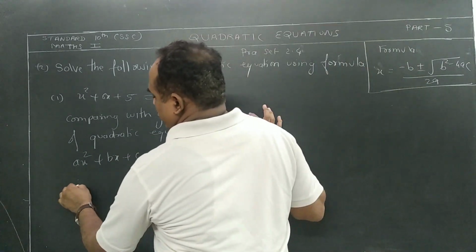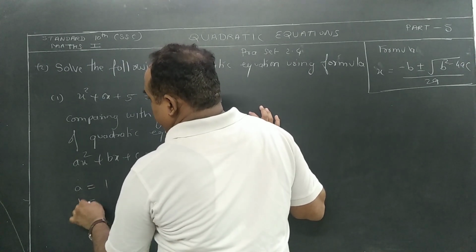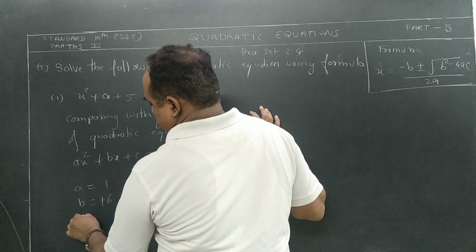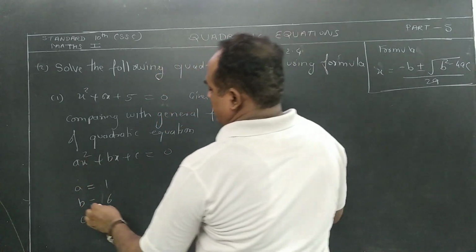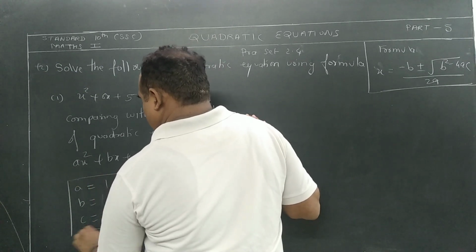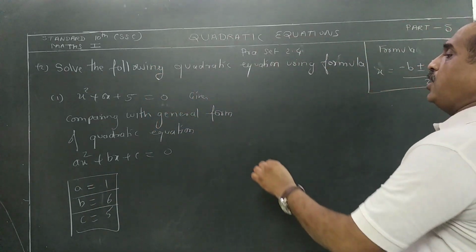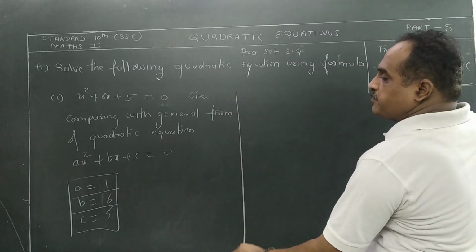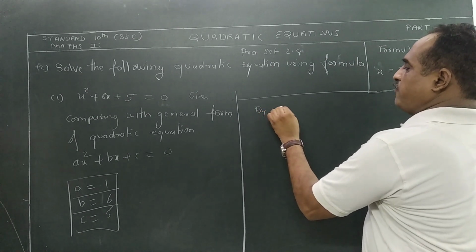So, what is the value of a now? a is 1, b is plus 6 and c is plus 5. We are not writing the plus sign when it is plus; plus 5, plus 6 will be okay. Have you understood this now? So, after this, what do I want to do? By using formula.